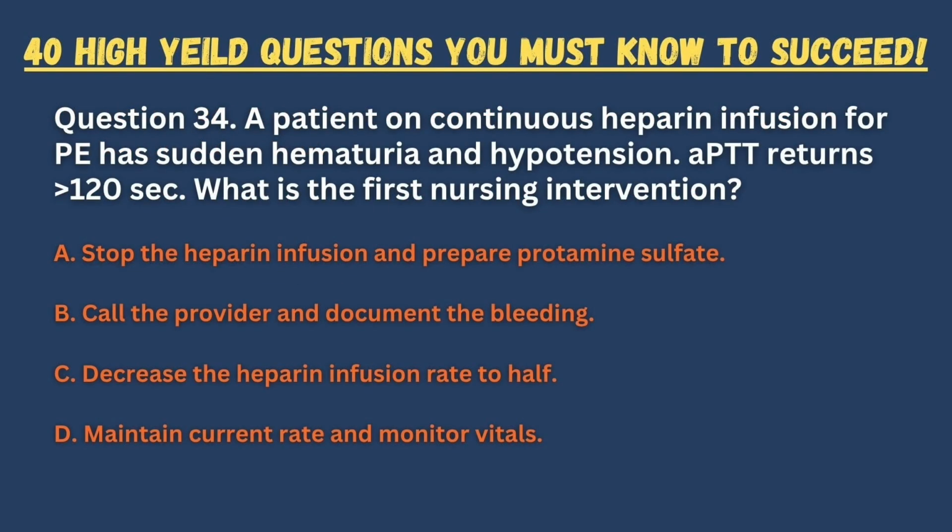Question 34. A patient on continuous heparin infusion for PE has sudden hematuria and hypotension. APTT returns greater than 120 seconds. What is the first nursing intervention?